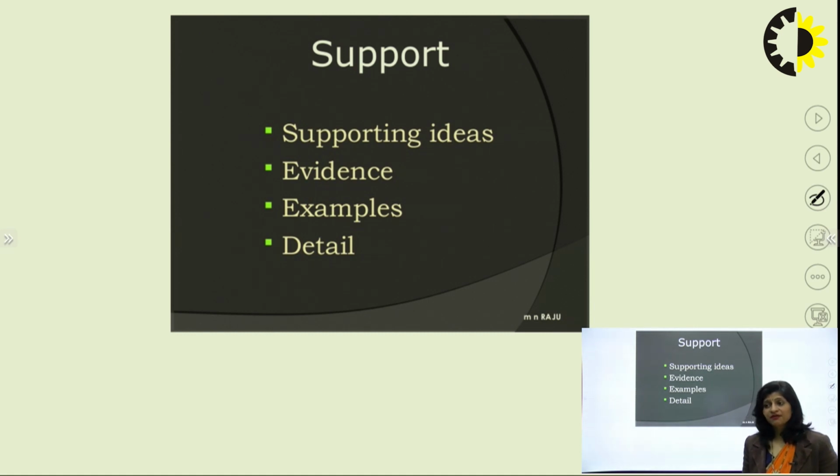Like for example, if I say that Ram is a boy and Shyam provides vegetables to the shopkeeper. So obviously these two sentences are not related to each other. There is no connection between these two sentences. So obviously we cannot consider it a paragraph.